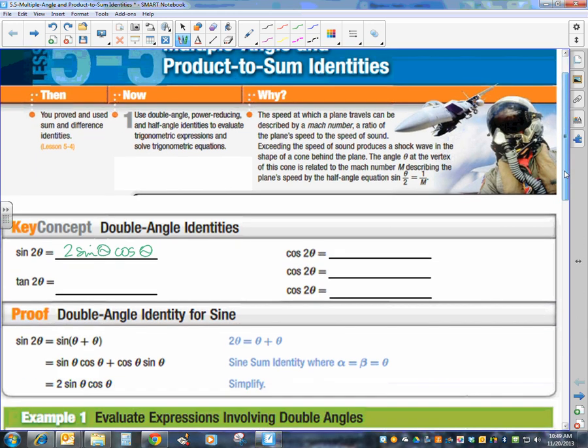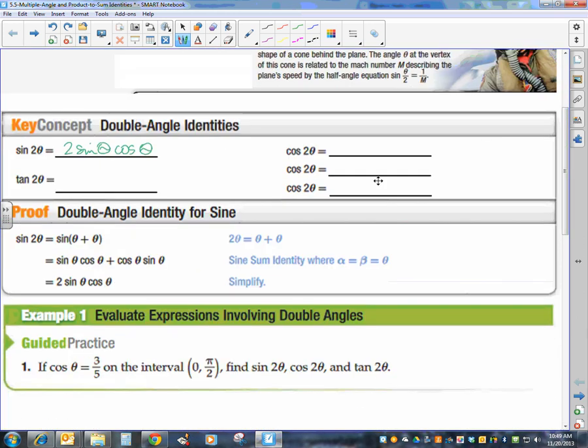There's an example of the proof down here in case you're interested. You can look. I'm happy to give you any of these if you want to come see me. Tangent of 2 theta is similar to our tangent sum that we talked about yesterday. So that's going to be 2 tangent theta over 1 minus tangent squared theta.